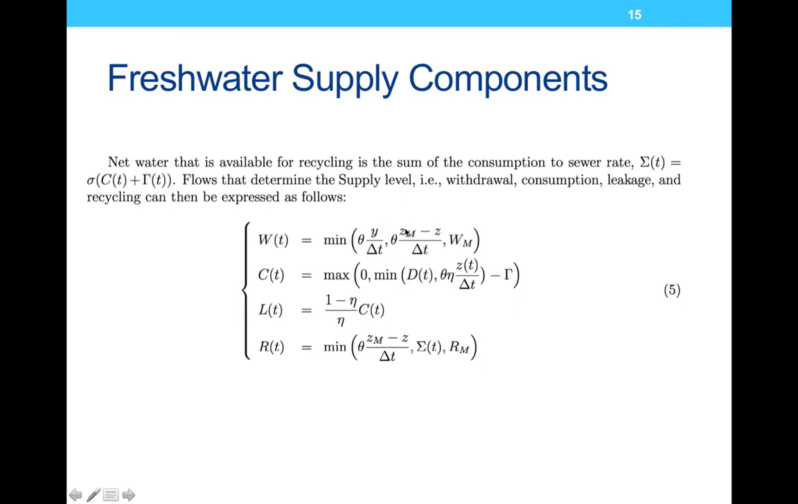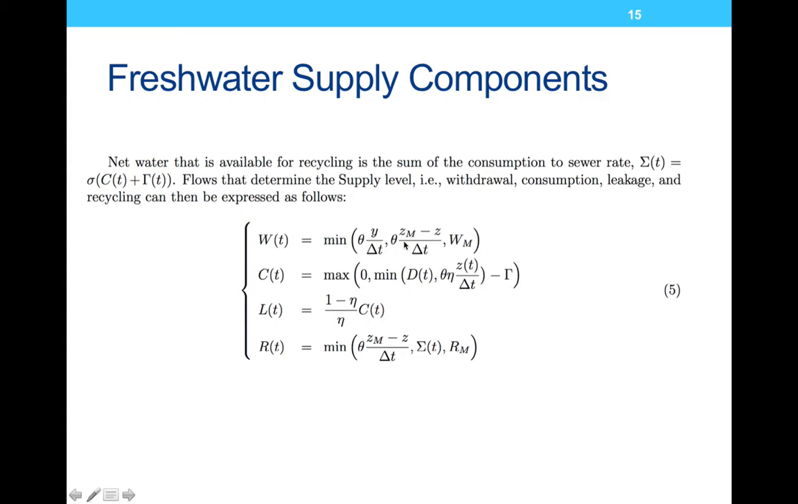Then another way to look at the withdrawal rate is from the supply side. For any given month, you calculate the maximum capacity of supply minus what is there already. This difference gives you the supply space available to take in more water from the sources. Again, it's divided by delta T, so you do it on a monthly basis, and multiplied by the assurance factor to be consistent with the comparison with the sources.